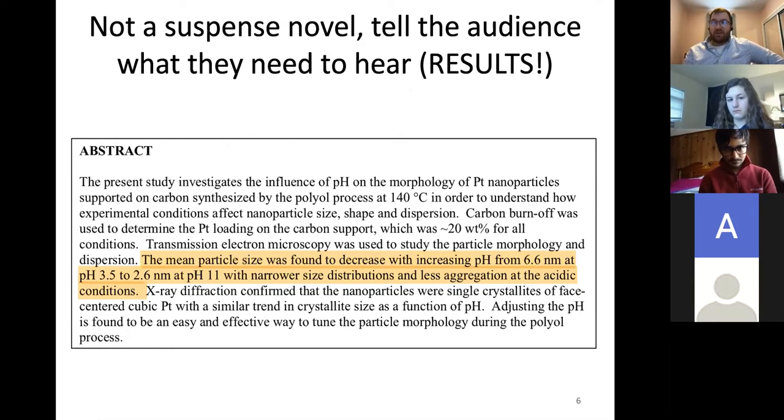If they really are interested, they have to read the article anyway, right? You can't just take one little blip and be like, I'm done, I've read it all, I know everything. So don't try to be suspenseful and just say, we got good results. You've got to actually put what those results are. So don't make it a suspense novel. And here I just outlined some of the results that I had for this short lab report.